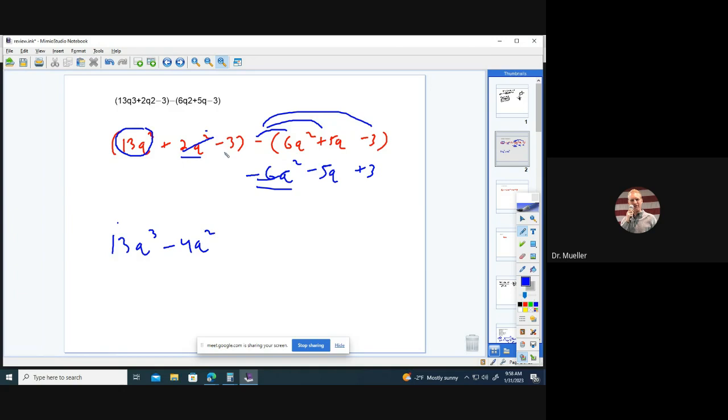And then we don't have any other q's here, but we got a q here, so it's minus 5q. And then we got this minus 3 plus 3, which cancels. So that gives us our final answer, 13q to the third minus 4q squared minus 5q.